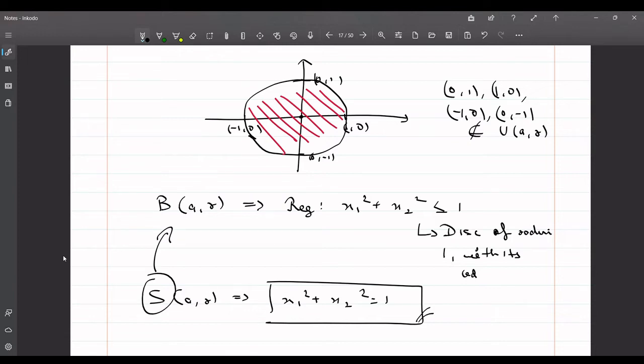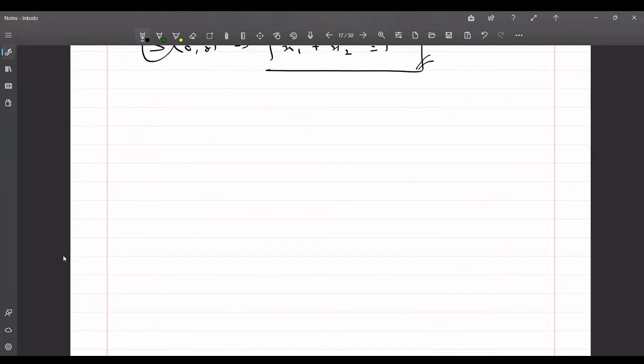Now a few terminologies related to this concept of open ball and closed ball. If you study Simmons' book, I do not know the exact spelling of the book.